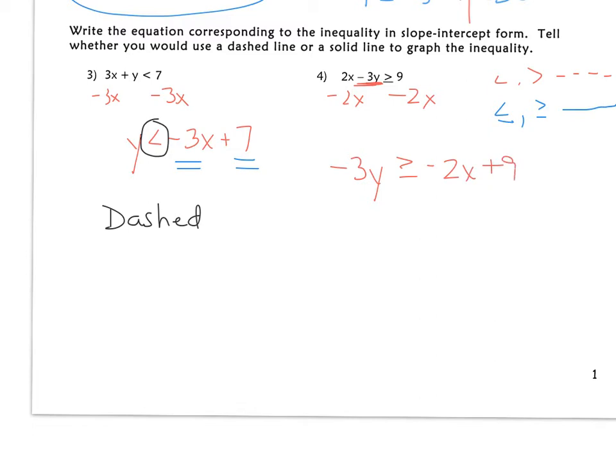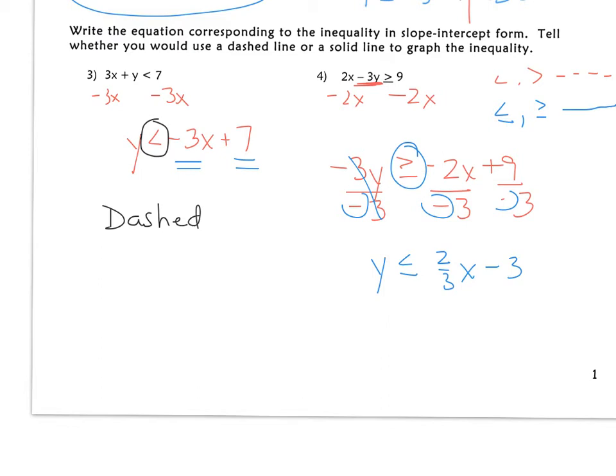Next, to get the y by itself, I divide by -3 on both sides. Reminder that anytime you divide both sides by a negative, you have to switch the inequality. So this becomes y is less than or equal to positive 2/3 x, because -2 divided by -3 is positive 2/3 x, and then positive 9 divided by -3 is -3.